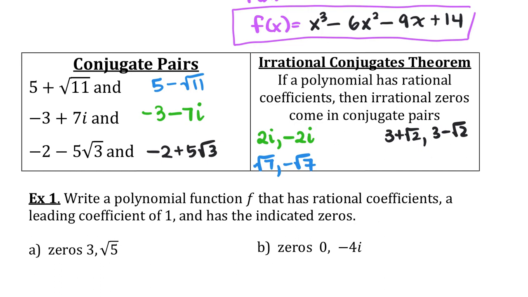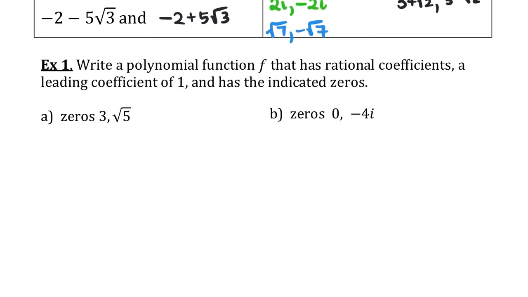So this says, write a polynomial function f that has rational coefficients, leading coefficient of 1 and has the indicated zeros. So same directions as the above. Okay, they tell me the zeros are 3 and root 5. So let me go ahead and start writing this. F of x equals, to get positive 3, it must have been x minus 3. Now to get root 5, it must have been x minus root 5, which is a fairly ugly polynomial, but that's okay.